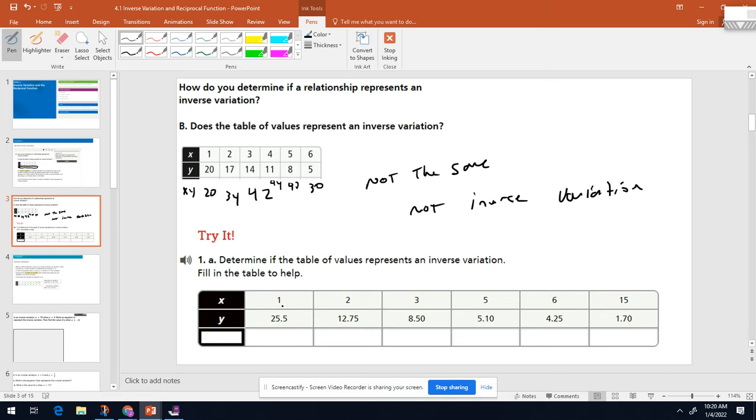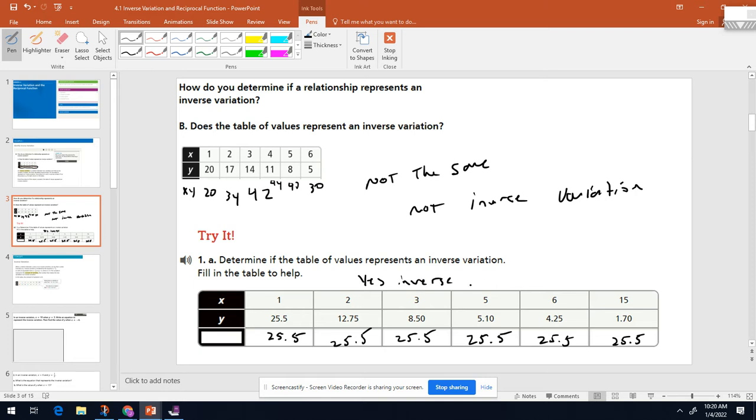Okay. Here, if I multiply through, I got 1 times 25.5 is 25.5. 2 times 12.75, and I'm just using a calculator here, is 25.5. 3 times 8.5 is 25.5. 5 times 5.1 is 25.5. So as you can see, these are all the same. So we would say, yes, this is inverse variation.